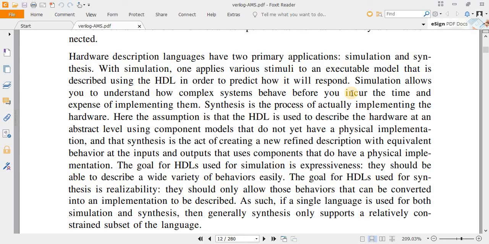As such, if a single language is used for both simulation and synthesis, then generally synthesis only supports a relatively constrained subset of the language.